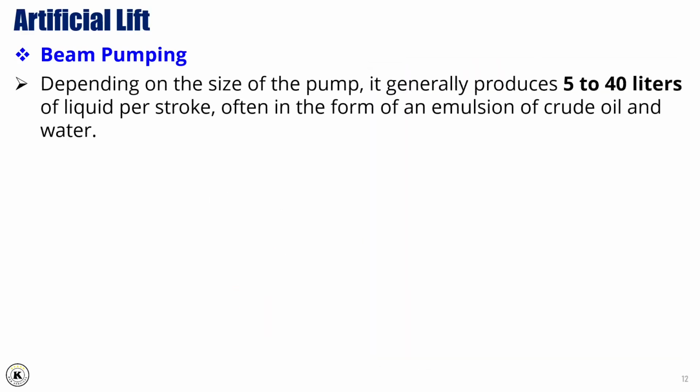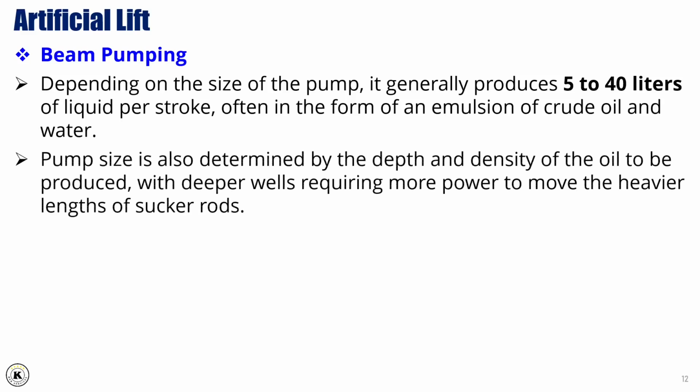Depending on the size of the pump, it generally produces 5 to 40 liters of liquid per stroke, often in the form of an emulsion of crude oil and water. Pump size is also determined by the depth and density of the oil to be produced, with deeper wells requiring more power to move the heavier lengths of sucker rods.